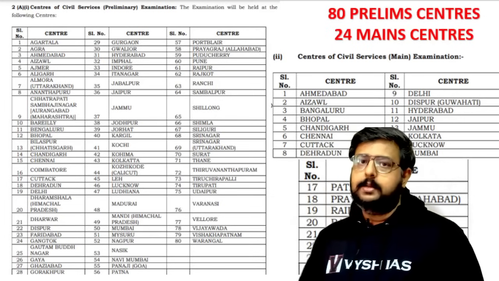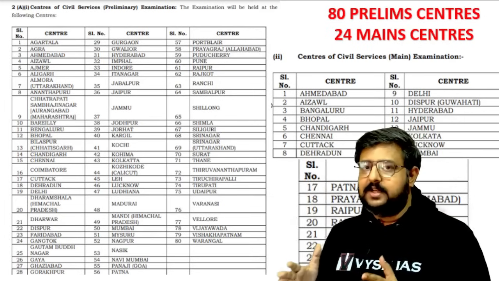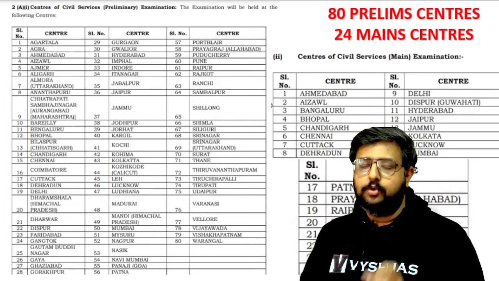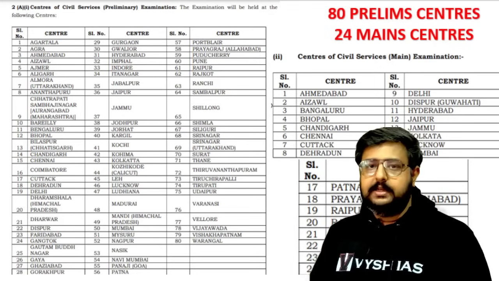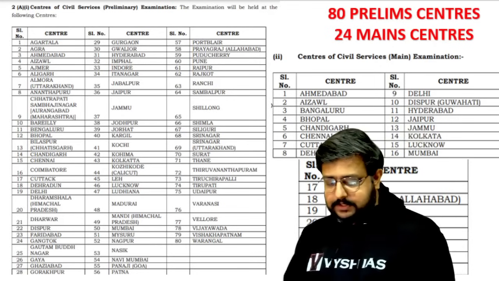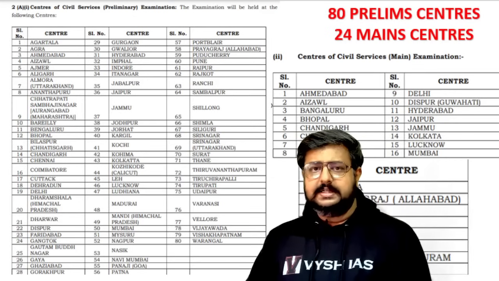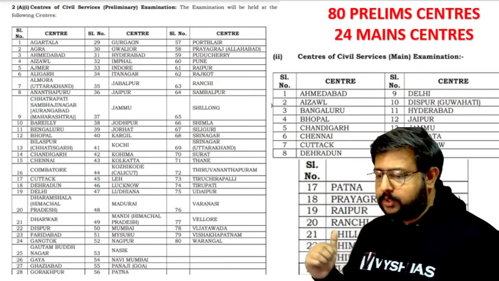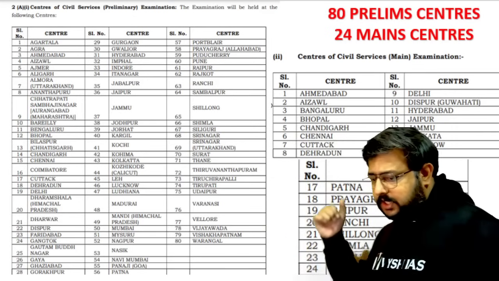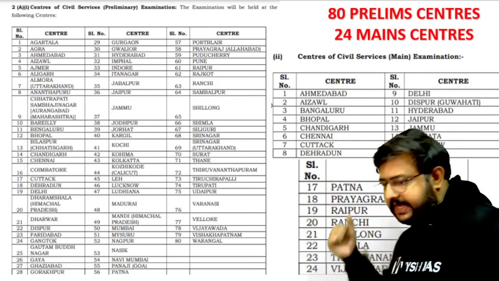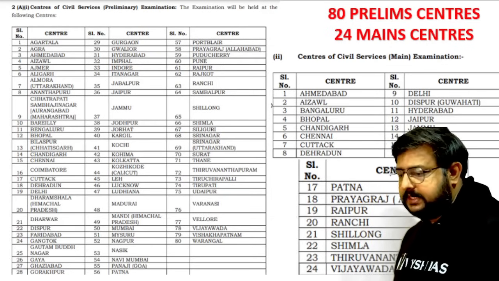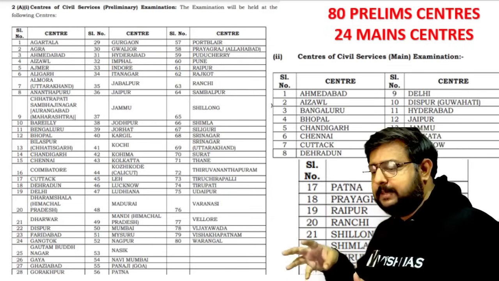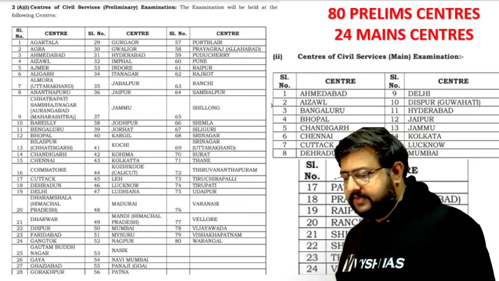When you give this exam, you will be coming in that first step, that 13,000 to 14,000 prelims clearing. You have to fall under that. If you are a student who is working hard, you have to be in that 14,000. Exam centers: for prelims they give a lot of centers, 80 centers, you can see here from Agartala till Warangal. 80 centers for prelims and 24 centers for mains, because very few people clear mains, and mostly capital cities of different states are given.